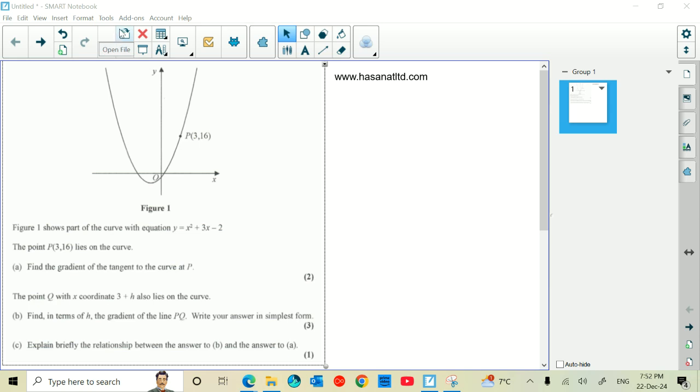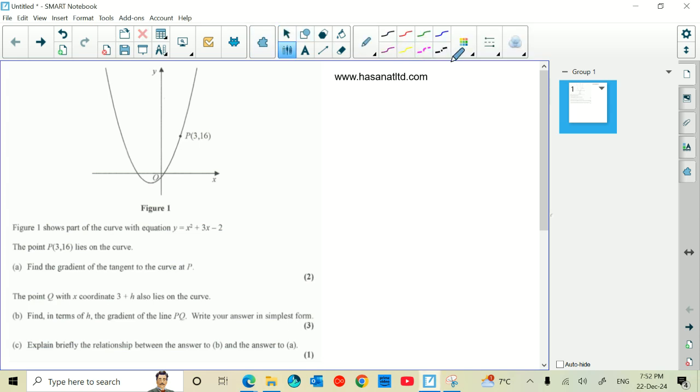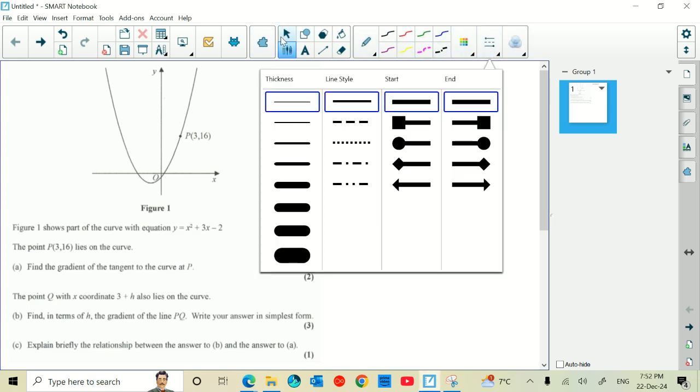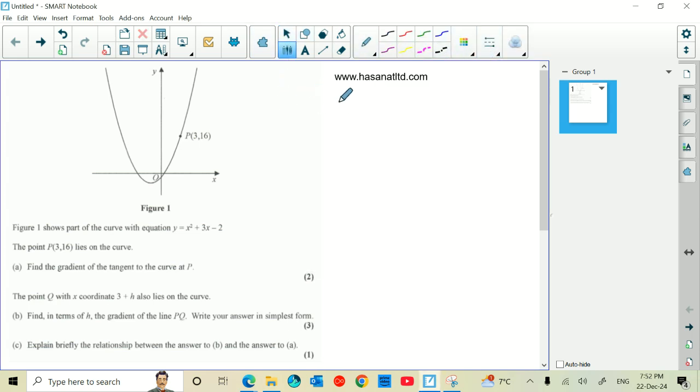Well, let's do that first. Let's do part A first and then go on to part B. So, everything is set up. So let's do part A. Well, A, we're just going to differentiate x squared plus 3x minus 2. So we just write for the examiner dy/dx is equal to 2x plus 3. It's that simple.